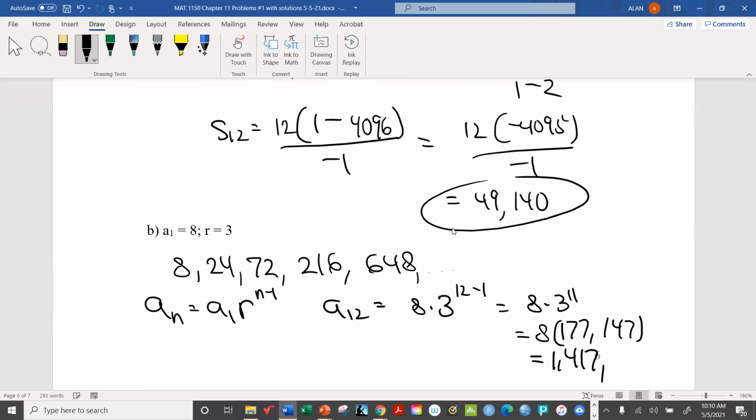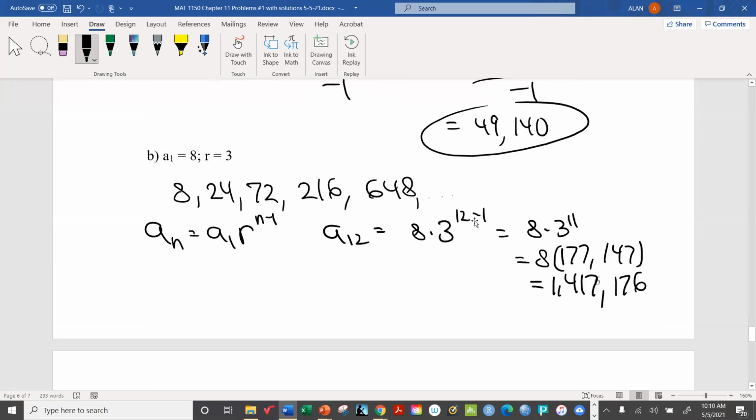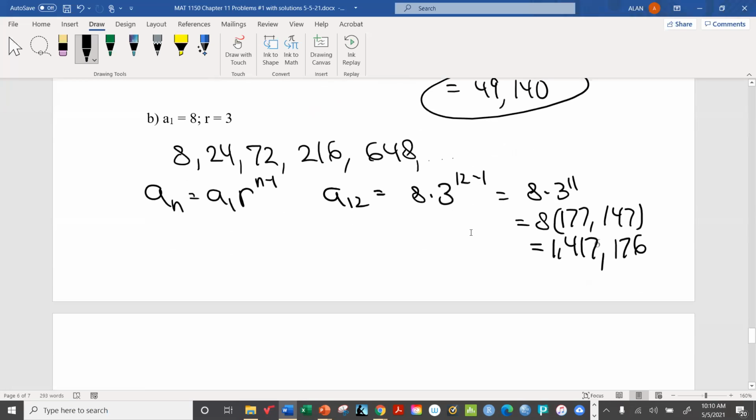So it's 1,417,176. All right, very good. So now we're ready to calculate the sum of the first 12.